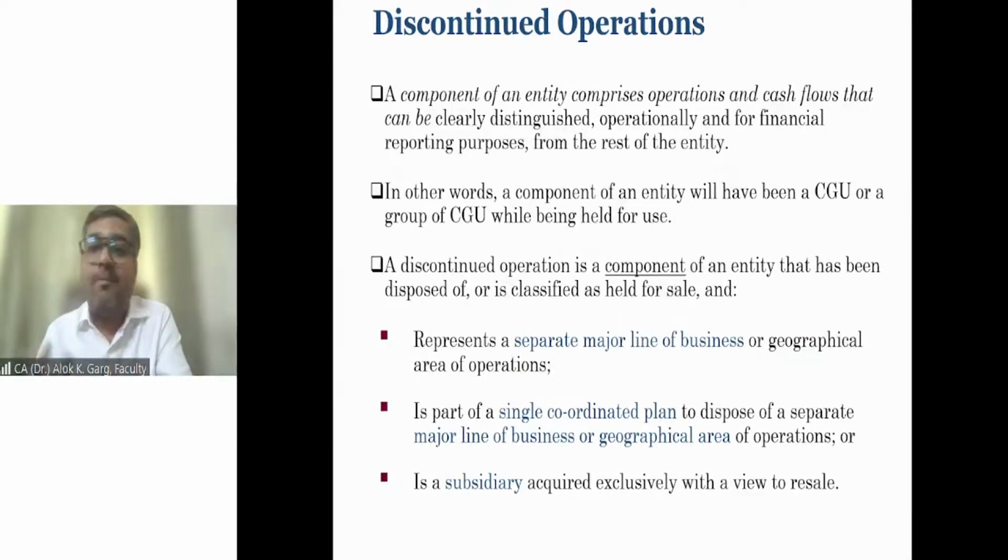A discontinued operation is a component of an entity, a cash generating unit of an entity, which has been disposed of or has been classified as held for sale, and which represents a separate major line of business or a geographical area of operation, or which is a subsidiary acquired exclusively with a view to resale. I will explain this aspect. But before that, have we understood what a discontinued operation is?